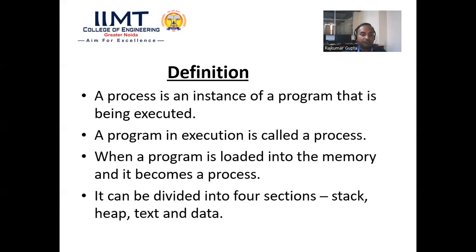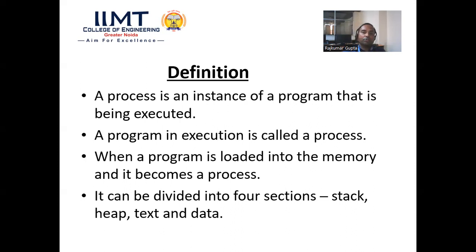Now to the next, the text. What is the text? It includes the current activity that will be represented by the program counter and the processor registers. So what is the program counter? Program counter is that which keeps the record of the instructions which is going to be executed next by the CPU. Now, the last point is data. Data is basically collection of the variables, or it will be the collection of global and local variables.